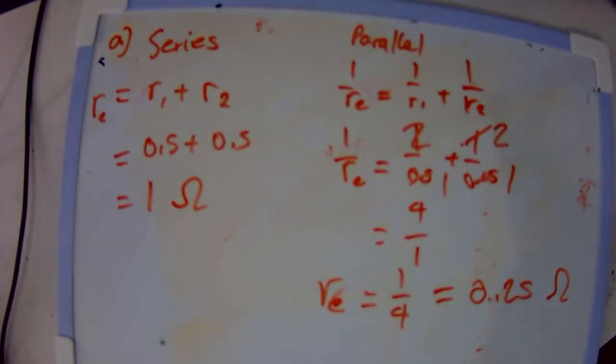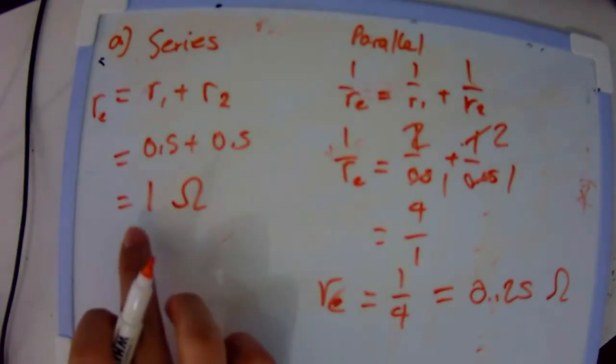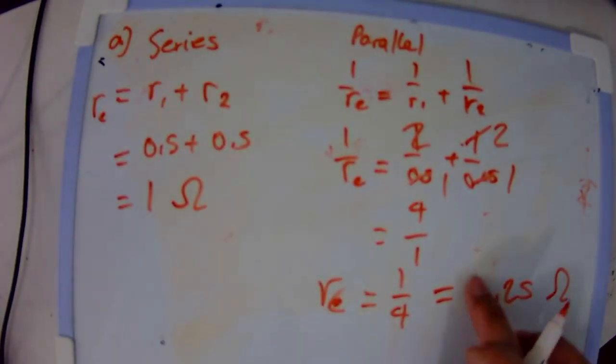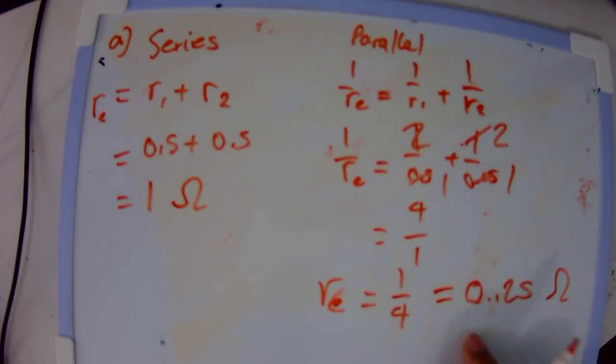So immediately, from this first comparison, you can tell that in series, even though we're using the exact same batteries, the internal resistance is higher. It's 1 ohm compared to the internal resistance in parallel, 0.25 ohms. From a pure mathematical perspective, you can tell that the parallel has a lower resistance. Then, once we know that, we can try to find the current.